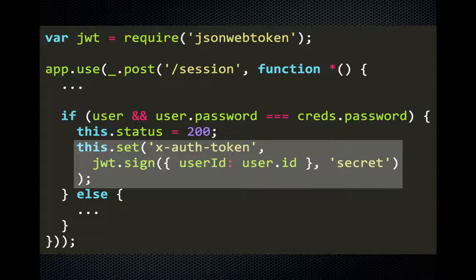Now, the assumption here is that the client is smart enough to, and it could be a single page app or a native app or whatever, look at the response and pick that token out of the header, and it will remember that token. If it was a web app, it might store it in local storage or something like that. And then on any subsequent call, it will add that token as a header on the subsequent request.